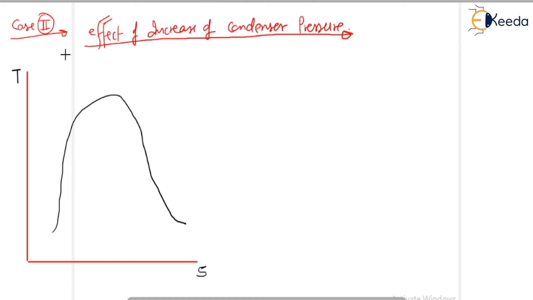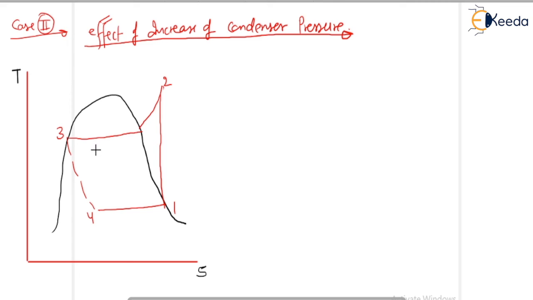And now first of all you have to plot your VC cycle. Your VC cycle looks like that over the TS scale. That means this is your point number 4, this is your point number 1, this is your point number 2, this is your point number 3. And now, the effect of increase of condenser pressure.